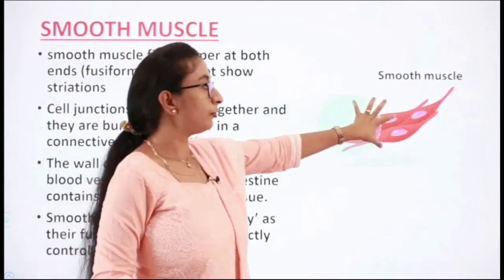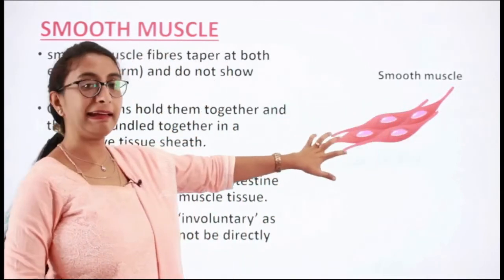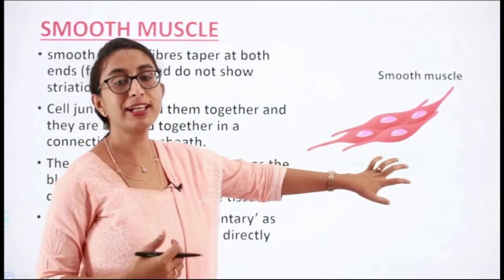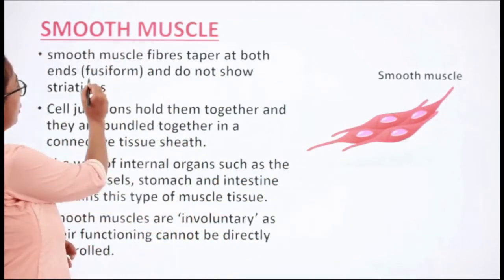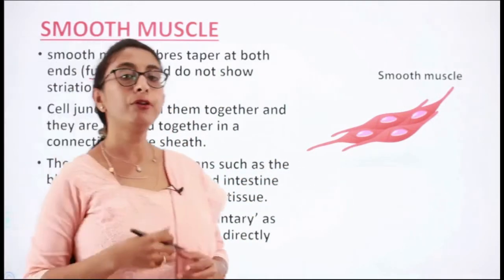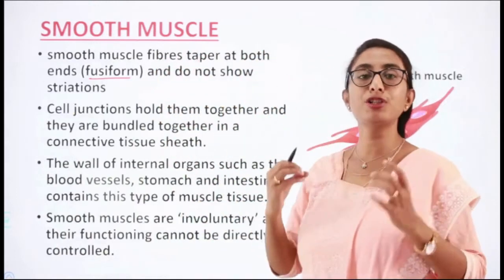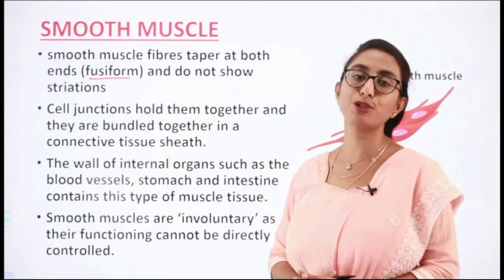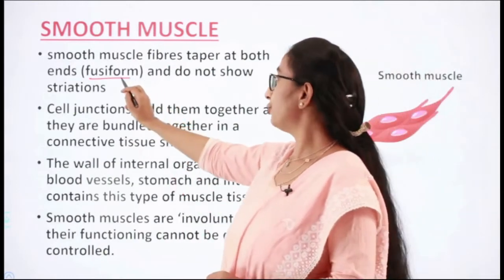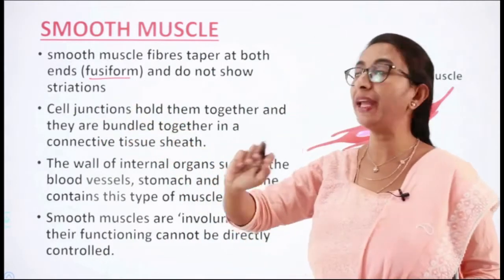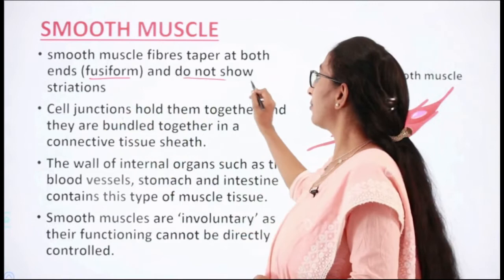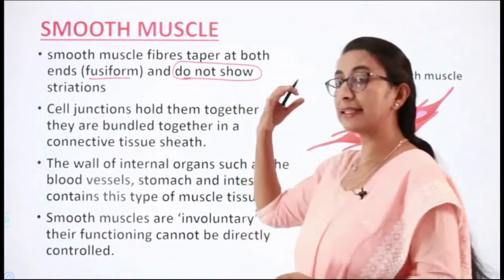So the smooth muscle fibers taper at the end and this character is called as fusiform. Okay, what do you mean by fusiform? The smooth muscle fibers taper towards both the ends. This character of the smooth muscle is called as fusiform and they do not show any striations. Please remember this. You will get this as a question.